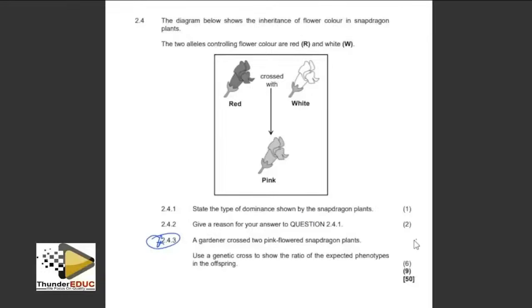Okay, now let's go through it. They are saying the diagram below is controlled by R and W. Check here. The first point is R and W. These are capital letters. The moment they are capital letters, it means that both of them are dominant. All right. Now they're saying red crossed with white produces pink. You see, they have 3 phenotypes. The moment you have 3 phenotypes, it means that it is incomplete dominance.